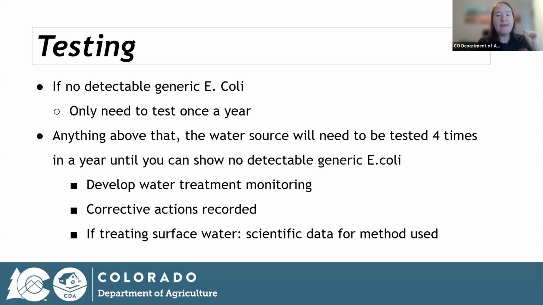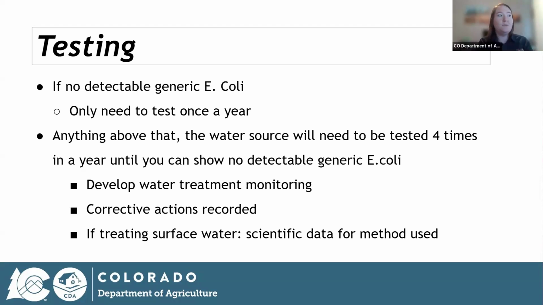As far as testing, this is something specific for harvest and post-harvest water. There is a testing requirement because, again, it has to meet that no detectable generic E. coli. And with that comes certain things that you have to do. So one is if your water, if you test it and there's no detectable generic E. coli, you only have to test once a year. When that is kind of up to you. We encourage you to do it closer to the growing season so that way you know what the water source is, but not necessarily.